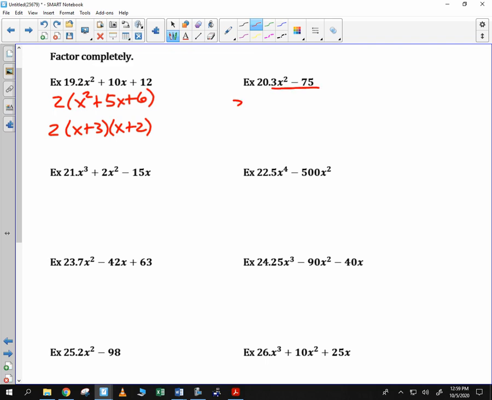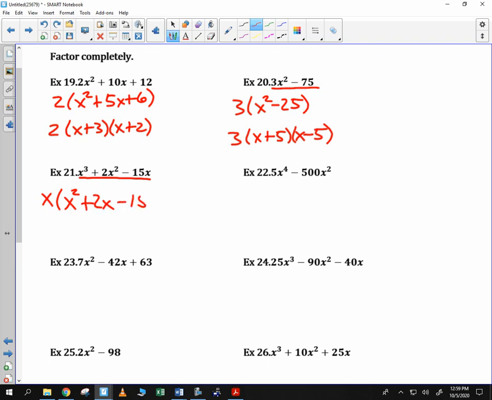Now I take out a 3. I get an x plus 5 and an x minus 5 because it's the difference of two squares. For 21, what's the common factor? They all have x. Take an x out, you have x squared plus 2x minus 15. That does factor. Two numbers that multiply to negative 15 and add to 2. Plus 5, minus 3.